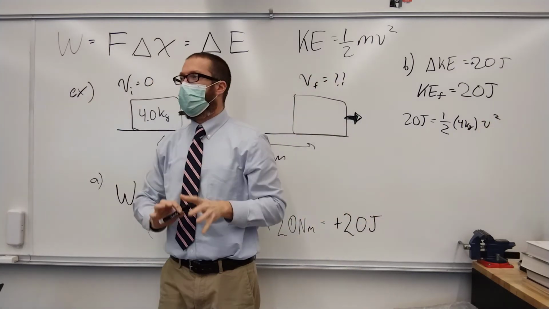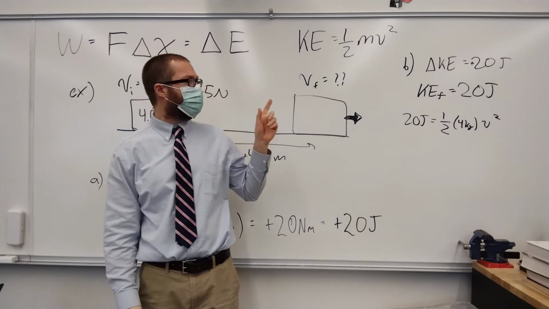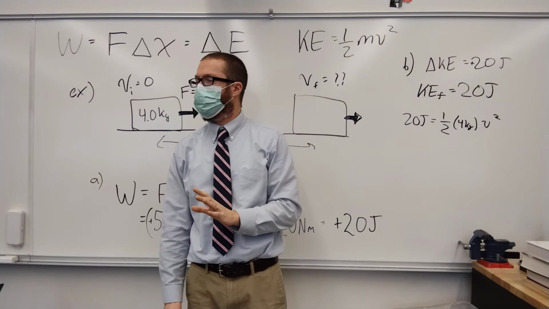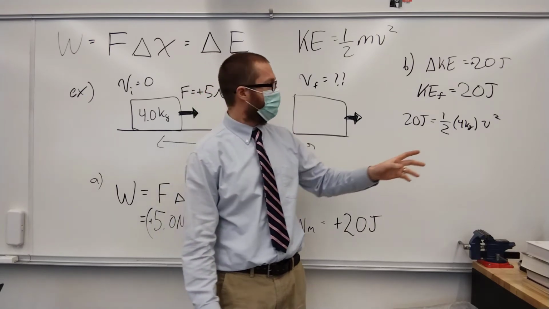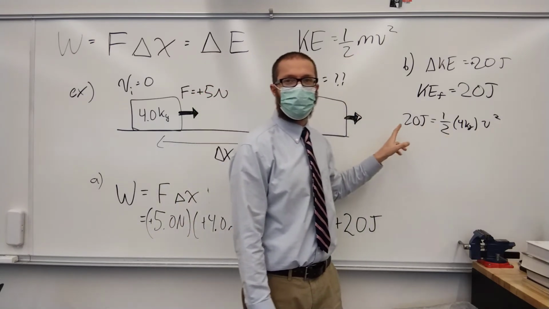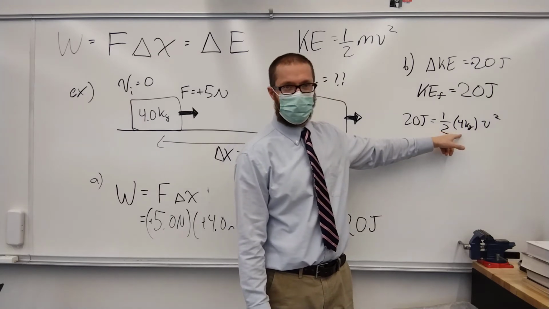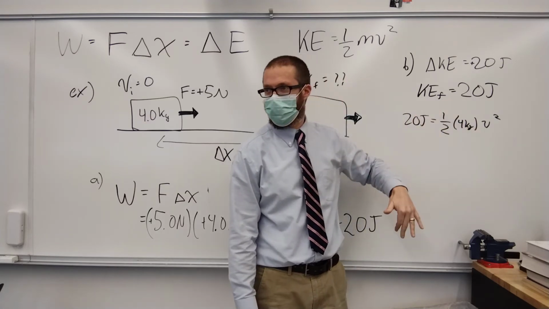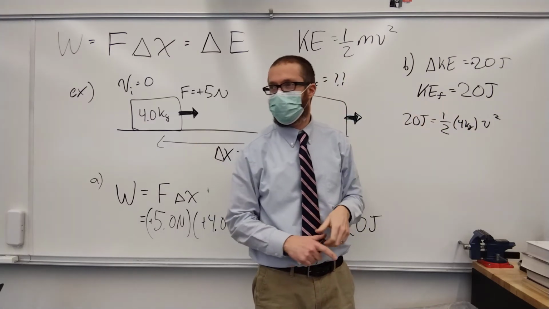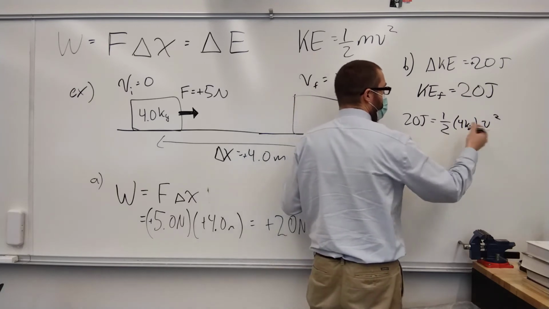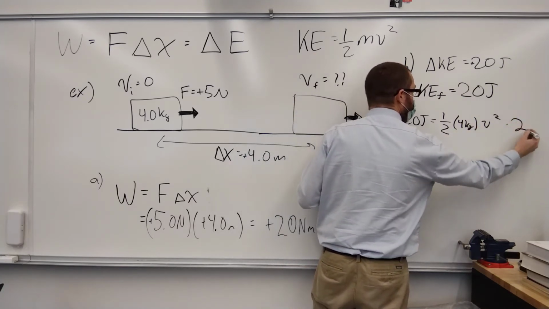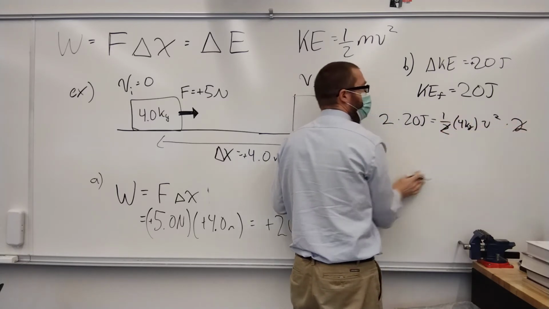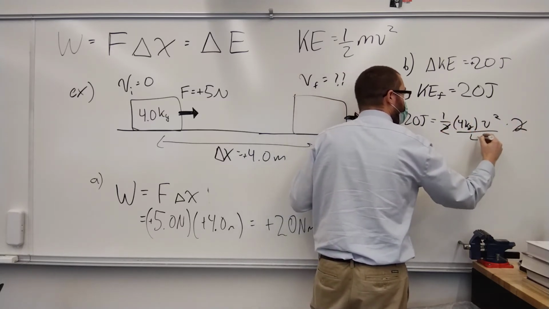In my other class, people were taking 1/2 of the 4 first. They wanted to do that, which is fine, right? I usually multiply both sides by 2 and then divide out the mass. Some people were taking half of the mass first and then dividing that out. Doesn't matter which way you do it. So I'm going to do my usual thing here, multiply both sides by 2. So that cancels out the 1/2 there. And then I'm going to divide both sides by 4.